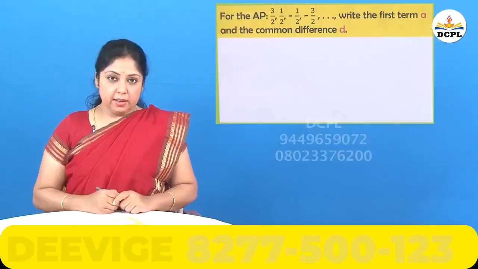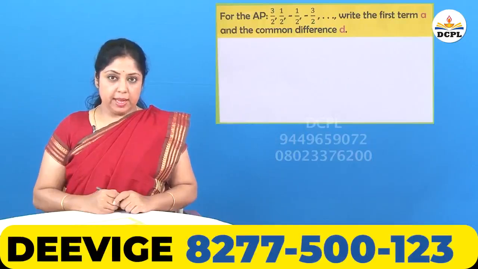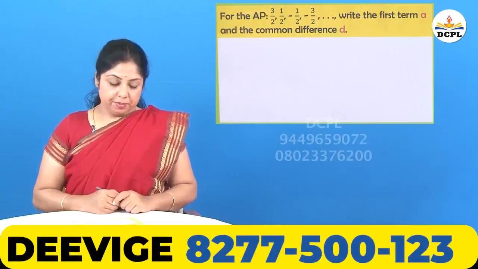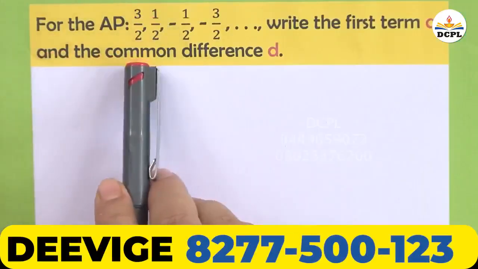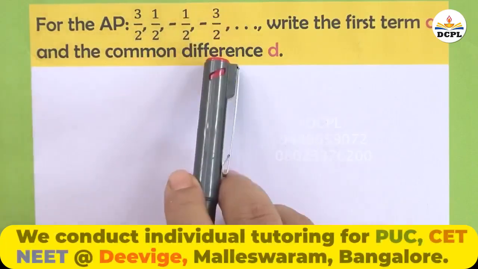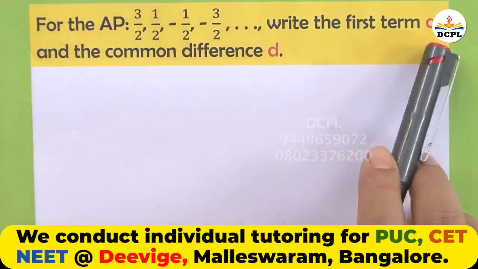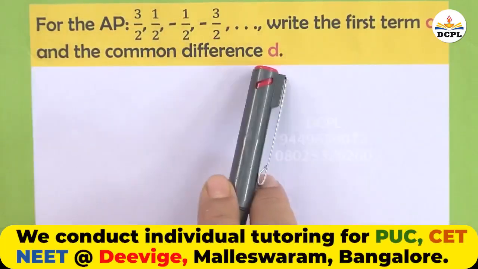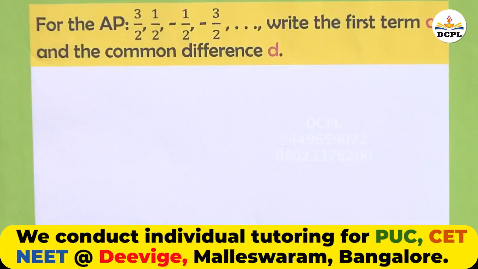So now let's start by working out the first worked example on arithmetic progression. For the AP 3/2, 1/2, -1/2, -3/2, write the first term A and the common difference D. It's a very simple problem.